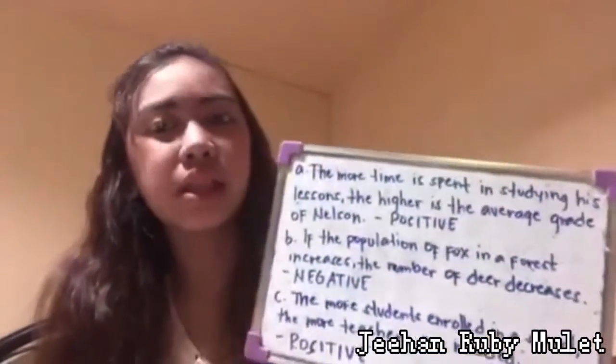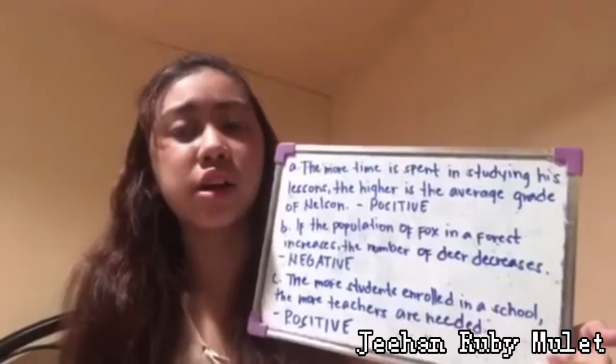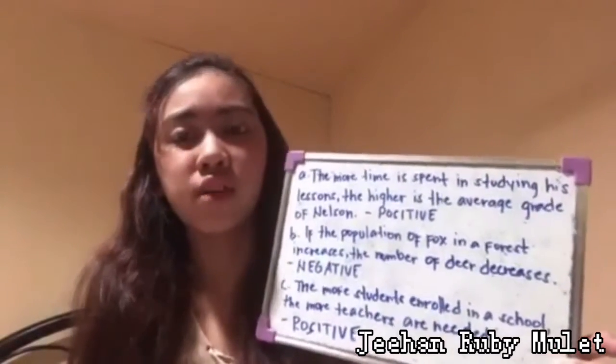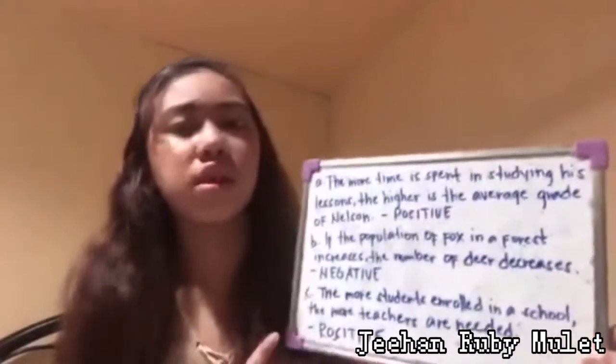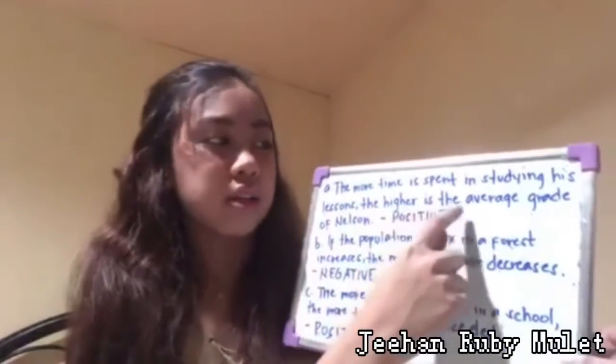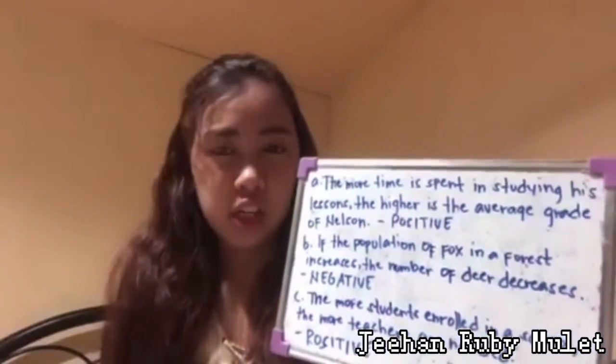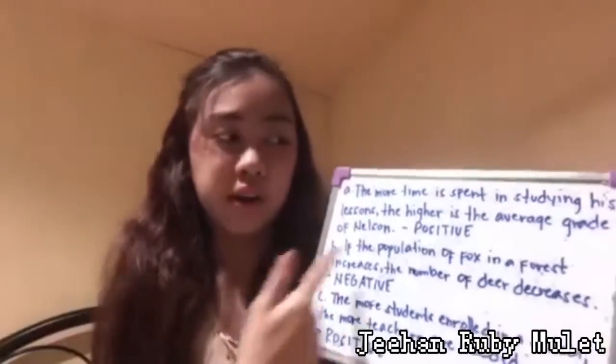For item number 1, we have the instructions. For each case, determine the two variables and tell whether the relationship is positive or negative. So for the first statement, the more time is spent in studying his lessons, the higher is the average grade of Nelson. The answer is positive since the dependent variable, which is the phrase "the higher is the average of Nelson," indicates a positive relationship due to the word "the higher."